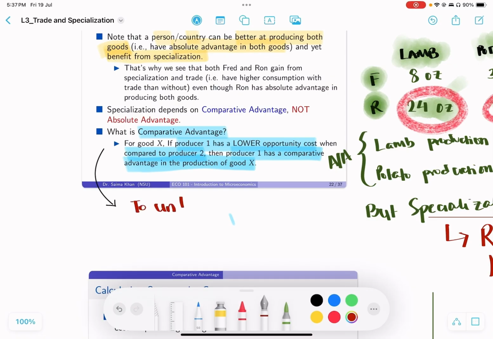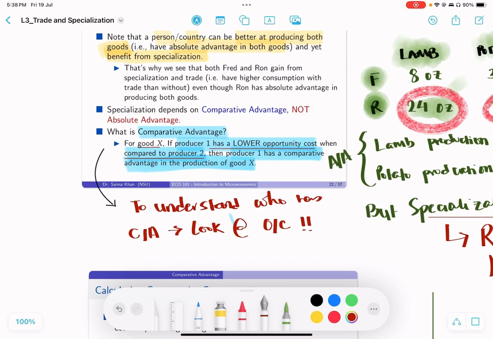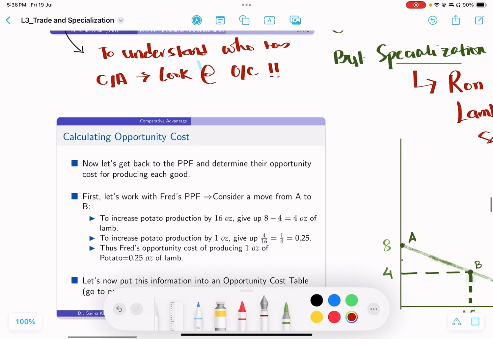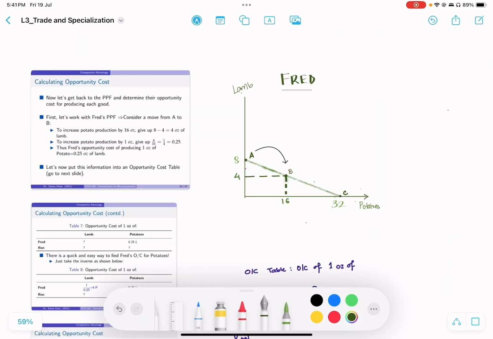so we're saying that to understand or determine who has comparative advantage, we must look at the opportunity cost. All right, because we're saying if producer 1 has a lower opportunity cost of producing good X compared to producer 2, then we can say, hey, you know what, guy 1's got a comparative advantage. So let's actually get into that. In order to understand comparative advantage, we need to first calculate the opportunity cost.